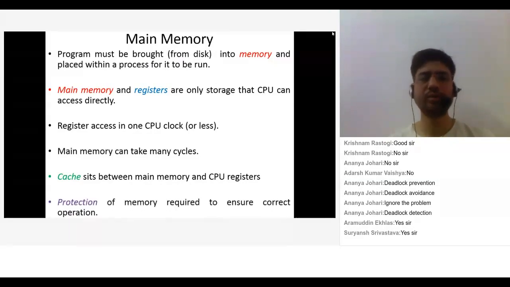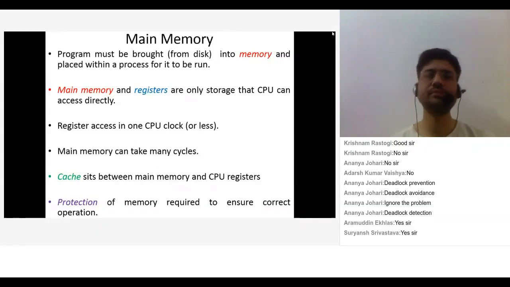Now, protection of memory is required to ensure correct operation. As you know, in memory management we also have to do protection. Multiple processes run in the computer system, so one process must not try to access the memory space of any other process. If it does, there is chaos in the system, because you would be accessing the variables or constants of other processes if we do not properly protect the memory.